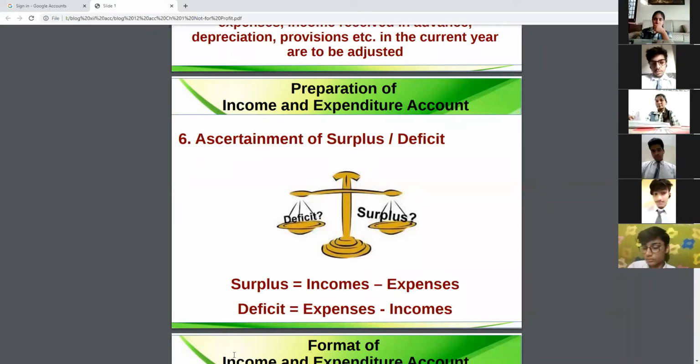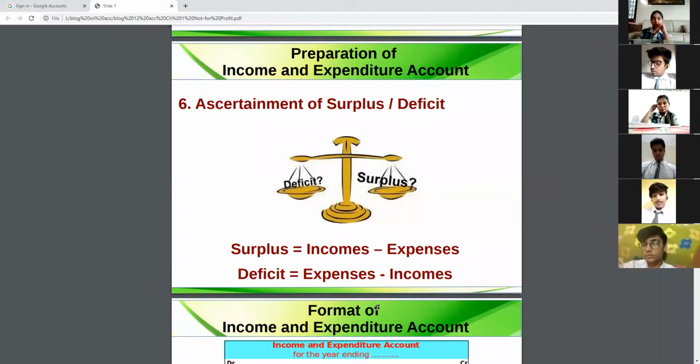Yes, Harshvardhan, please give me the answer. For cash balance, what they prepared? For cash balance, they prepared receipts and payment account, and for calculating surplus and deficit, they prepared income and expenditure account. Surplus means income minus expenses, or deficit is equals to expenses minus income.